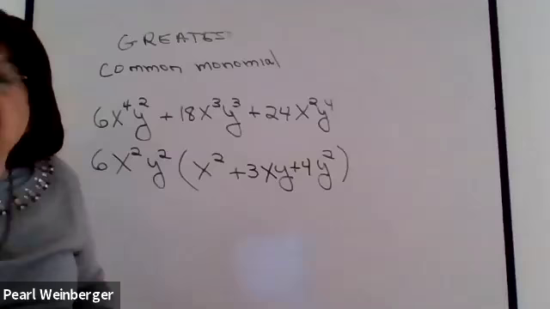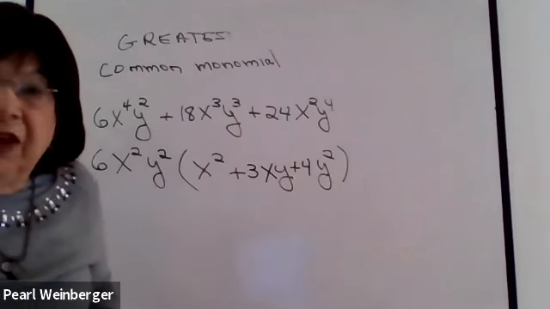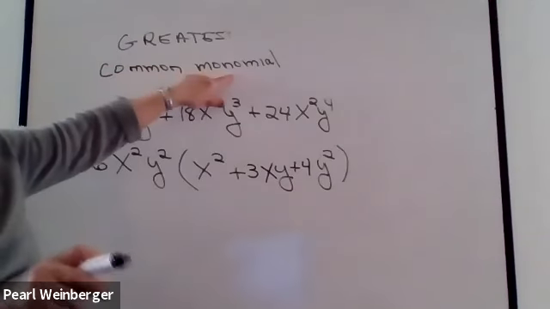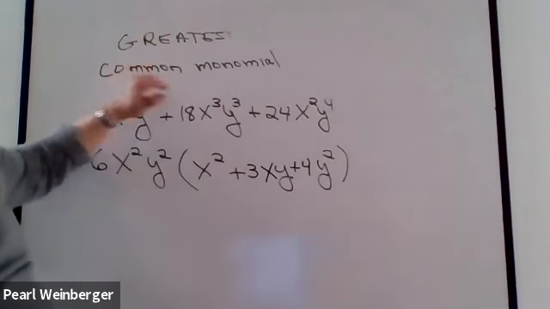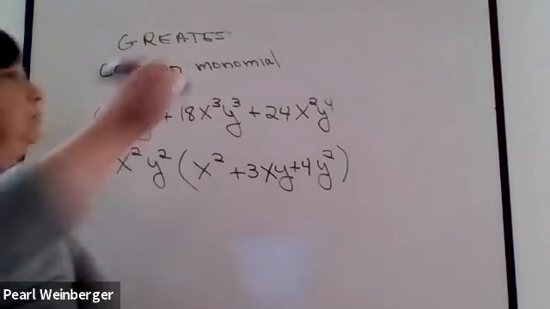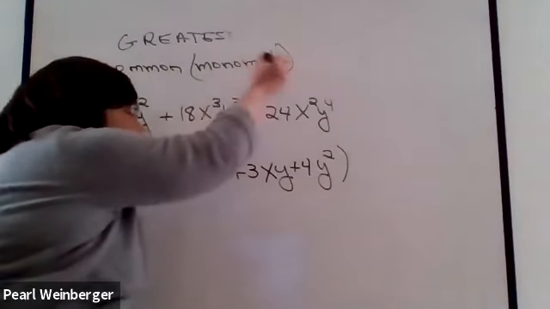Professor, what's the name of this that we just did right now? This is factoring. But it's just factoring of what? Greatest common monomial factor. Or greatest common factor. Sometimes we don't even use this term monomial.